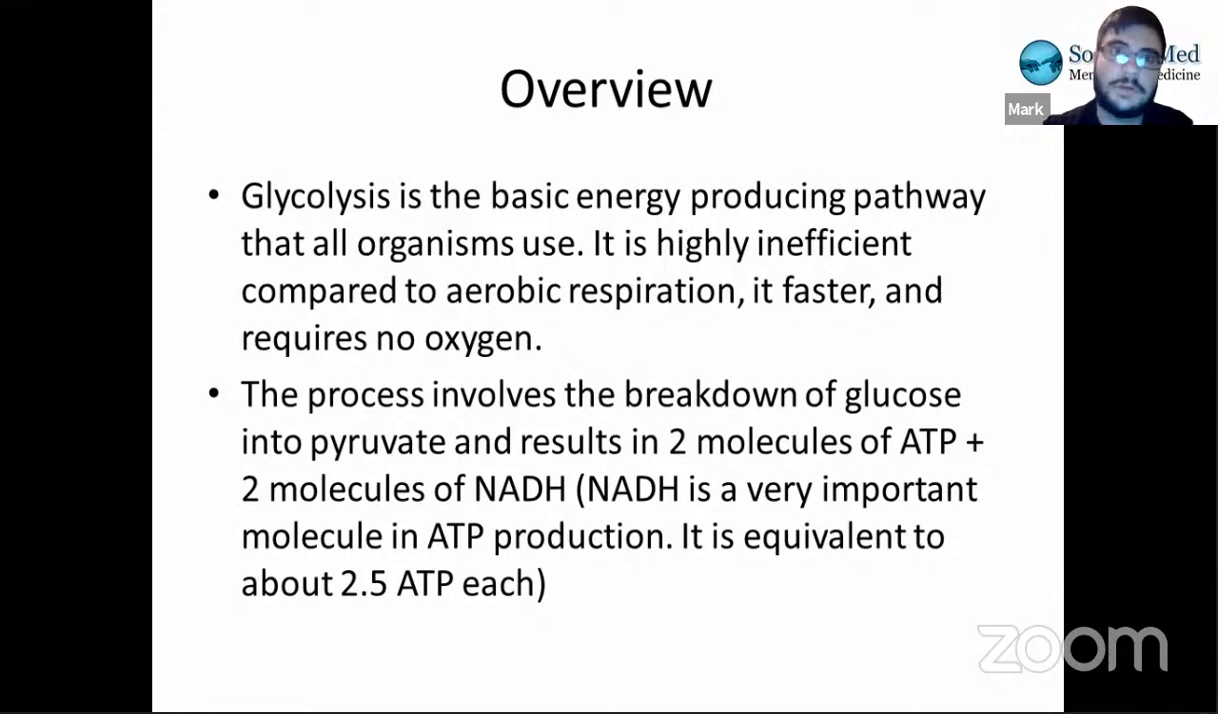It's a little bit up for debate exactly how much, 2.5, 3, but the more modern literature says 2.5, so that's what I'm going with, and I think that's what the MCAT mostly uses, but I think they'll mention it if they ever want you to count. But yeah, 2 molecules of ATP and 2 molecules of NADH per glucose.